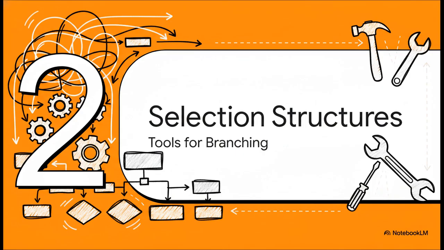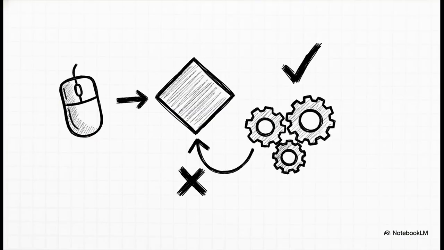Moving on to Section 2, meet the selection structures. These are our tools for branching paths. You can think of these structures as the ultimate toolkit for creating branching code paths. And the absolute most basic tool in our kit, that's the simple if statement. You use this one when there is really only one specific action you want to test for. For example, if a user clicks a button, run this code. If the condition is true, boom, the block of code runs. But if it's false, the program just totally ignores it and goes right on its merry way.